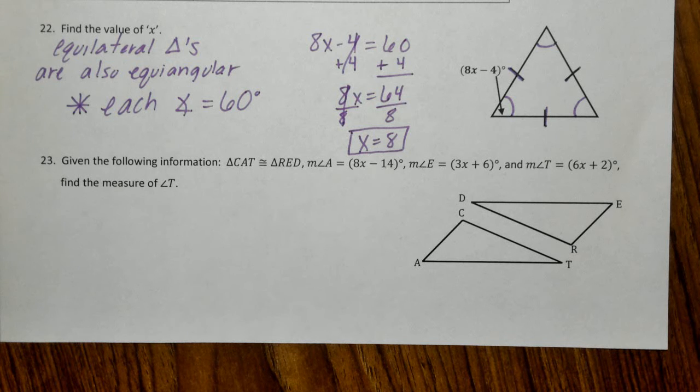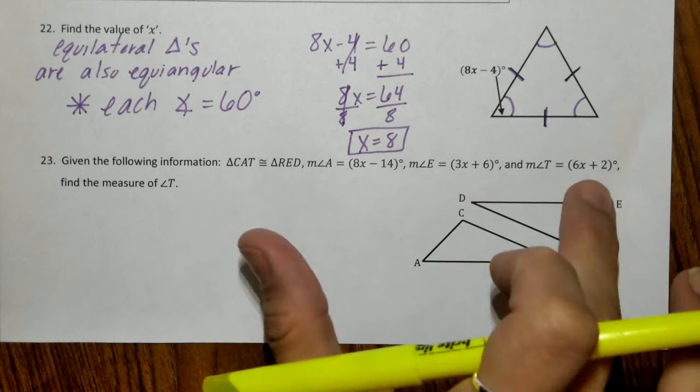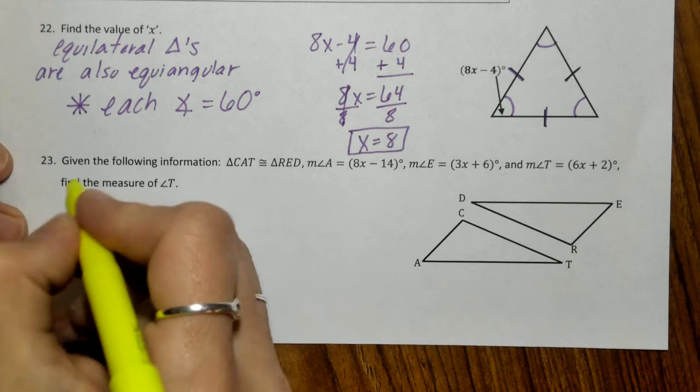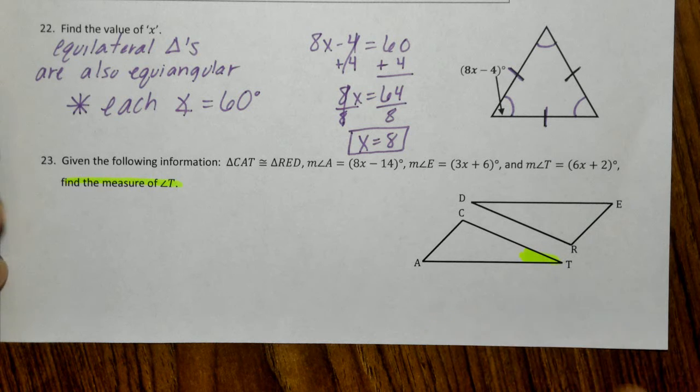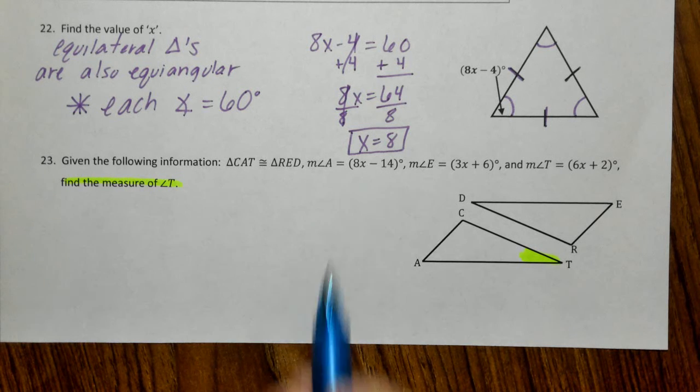Now, number 23 is given the following information, that triangle CAT is congruent to triangle RED, so we can find our corresponding parts. They're going to give us 3 different measurements of angles, and they want us to find the measure of angle T. So I want to make sure that I highlight that so that I'm not just solving for x, I need to take a step further. So let's go ahead and take a look at what information they gave us.